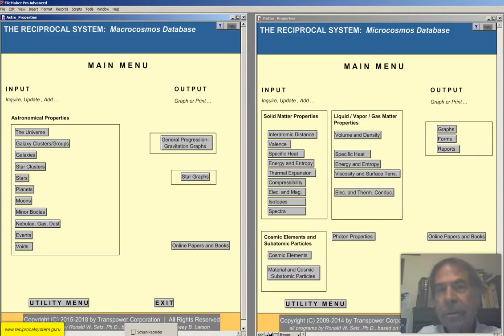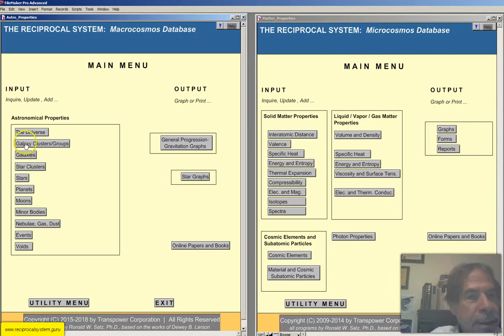I am FileMaker developer certified, and you can see two database modules here for the reciprocal system: the Macrocosmos database and the Microcosmos database. Last week, I discussed the first layout, the universe. This week, I'm going to discuss the second layout, galaxy clusters and groups.